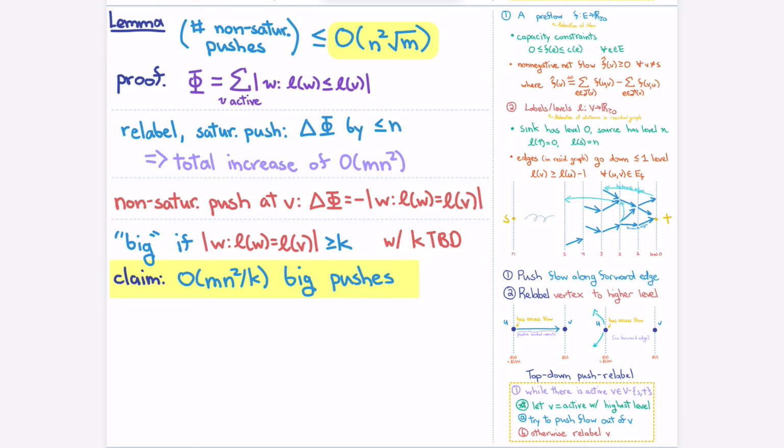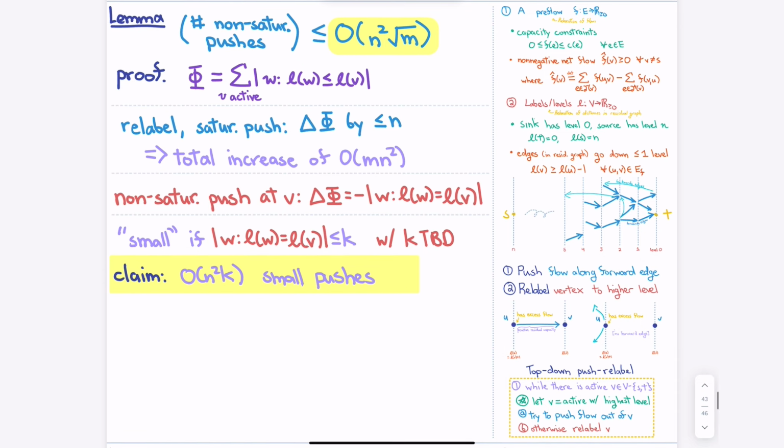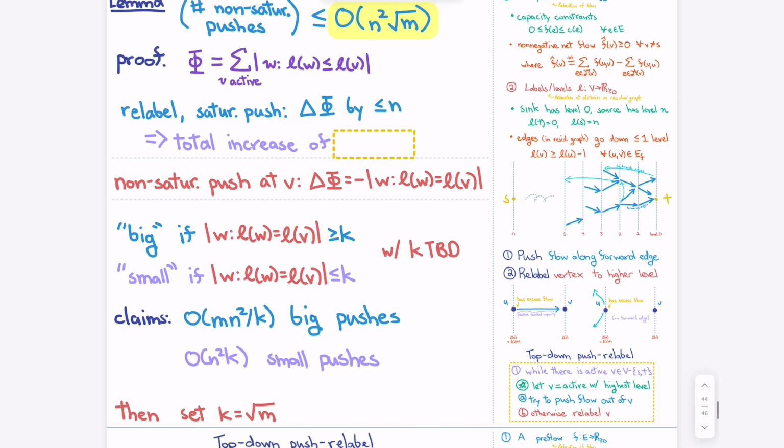Okay, well, how big can the potential be? mn squared. And what do I know about these big pushes? They decrease the potential by at least k. So mn squared divided by k, each time you decrease by k, and you get your bound. Okay, good. So that's that. And now here's the last one, and we're done. Really, we're done. This is all just conclusions.